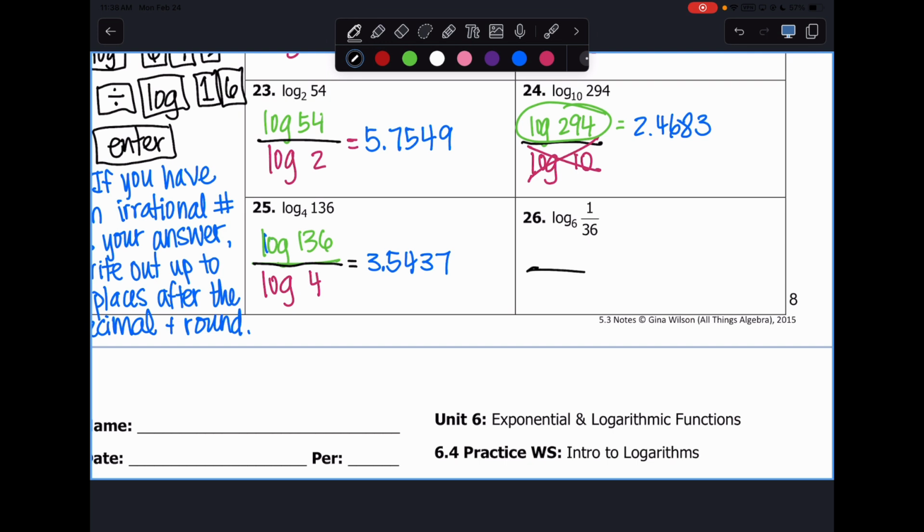Last one, and then we'll pack up. Log of 1 over 36 divided by log of 6. I think that's negative second power, right? So log 36 divided by log of 6, and it's 1 over 36. Oopsie. Second, insert parentheses 1 divided by 36.